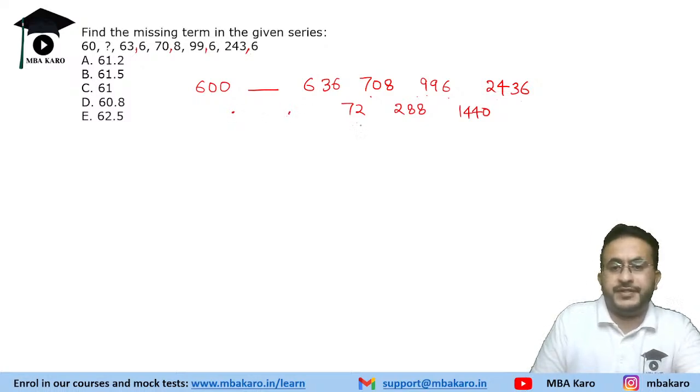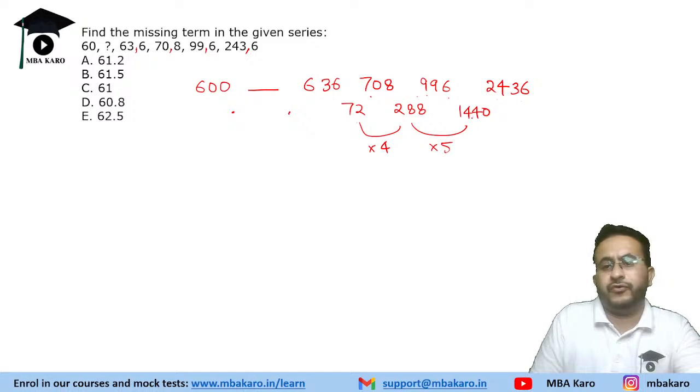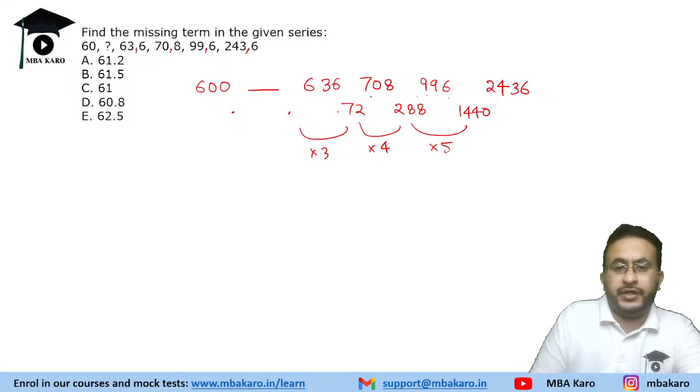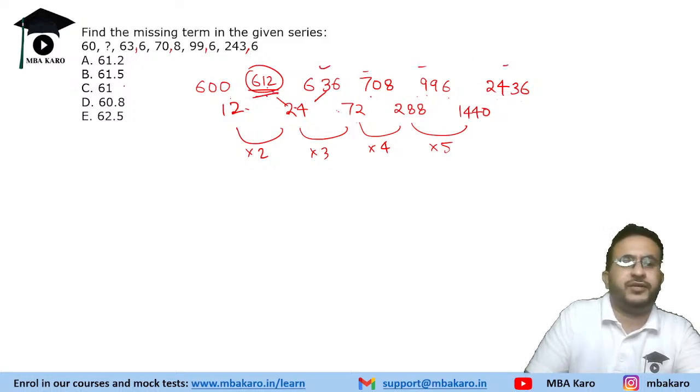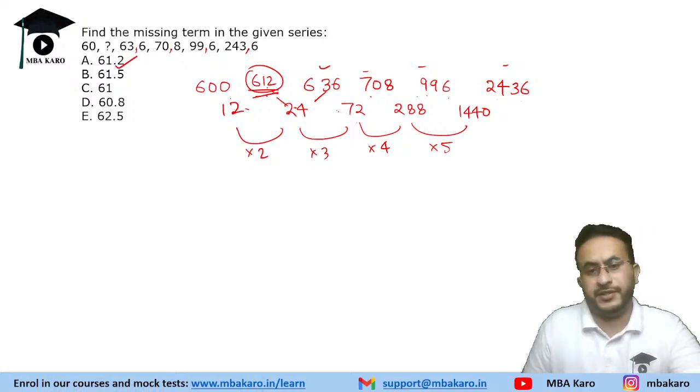Now if you notice this, 72 into 4 is 288, and 288 into 5 is 1440. So by this logic, here it should be into 3, right? So into 3, what into 3 is 72, 24 into 3 is 72, here it should be into 2, and 12 into 2 is 24, right? So 600 plus 12, 612 is matching, add 24 to it, 636 is matching. So the rest of the series is correct, this was the missing number, so it will be 612 and 61.2 will be the answer.